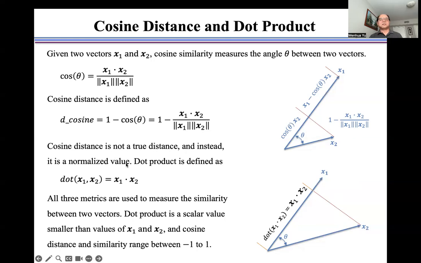Dot product is defined as the inner product of two vectors x1 and x2. All three metrics are used to measure the similarity between two vectors. Dot product is a scalar value smaller than values of vector x1 and vector x2. And the cosine distance and the similarity range between -1 to +1.